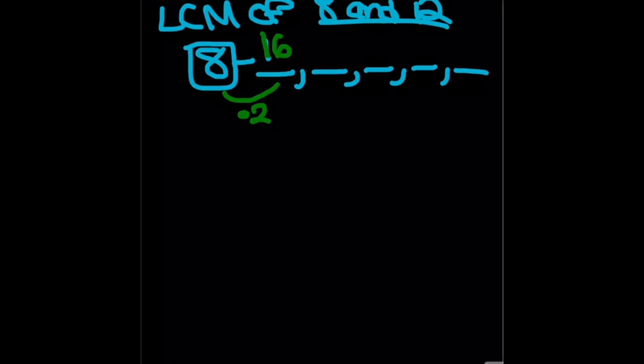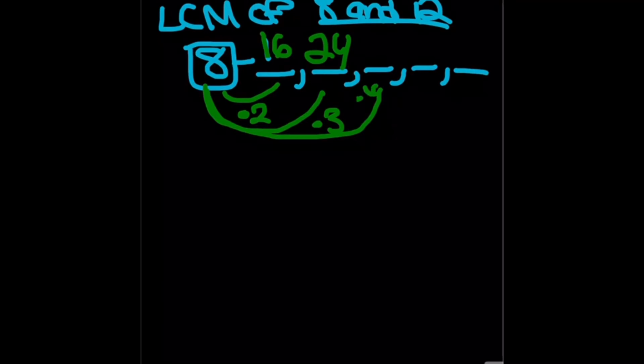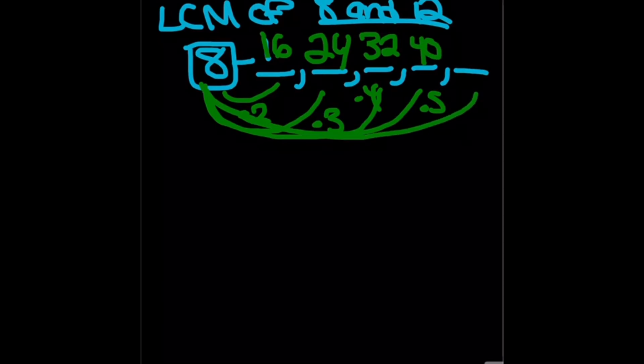Over here, let's do times 3. What do you get by times 3? You have to go in order. So 24 now. Next, what would be times 4, which is 32. Now you do times 5, 40, and then last we can do times 6, which is 48.